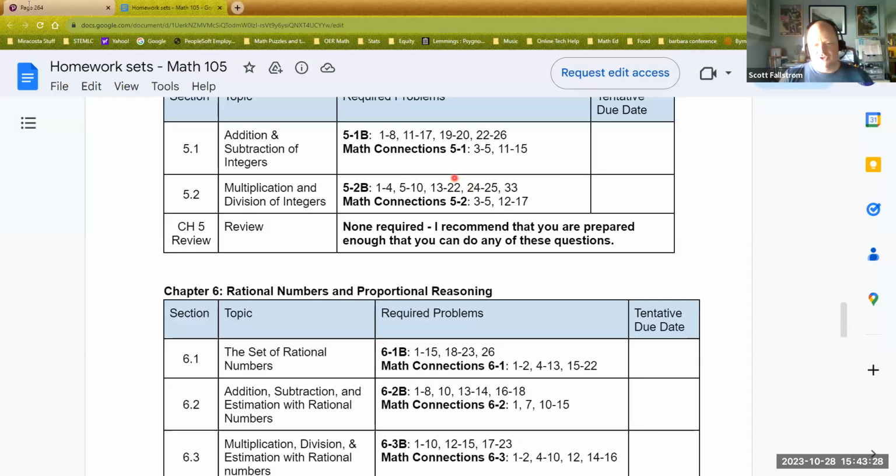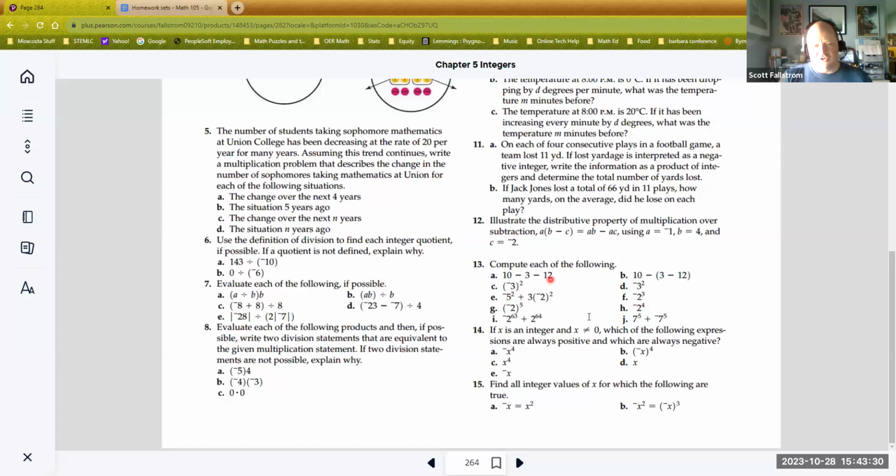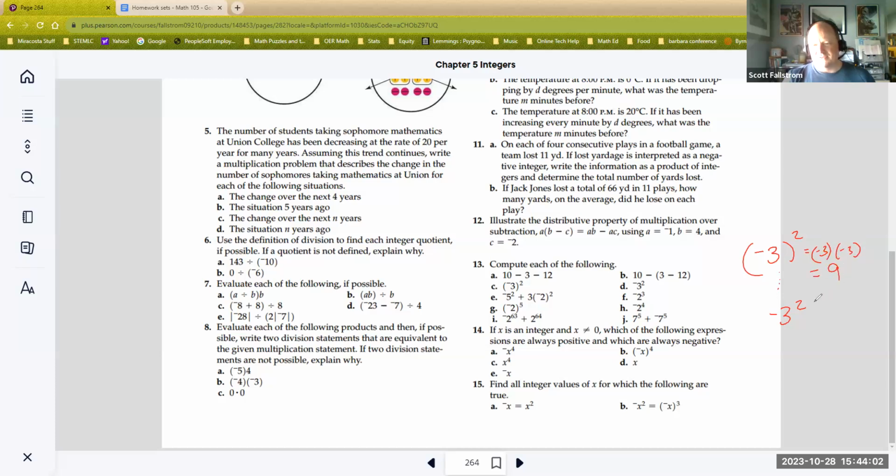Let's see here, 13 through 22. Compute each of the following. So these are order of operations. If there is maybe a most commonly missed problem, it would be something like this, -3 squared. I find that a lot of times students will put this in their calculator as -3 squared like this. These are very different, and let me just describe why. In the first one, the object being squared is -3. So this would be -3 times -3, which we know to be +9.